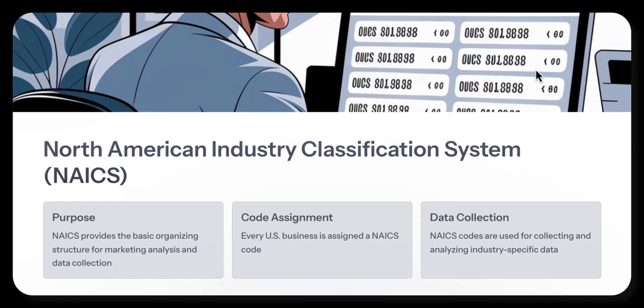As I mentioned, the NAICS codes, the North American Industry Classification System, which you can check online, provides a basic organizing structure for market analysis and data collection. Every U.S. business is assigned a code, and they're used for analyzing and collecting industry data. You can go online, put this on Google, go to the website for free and see where this business would fall.